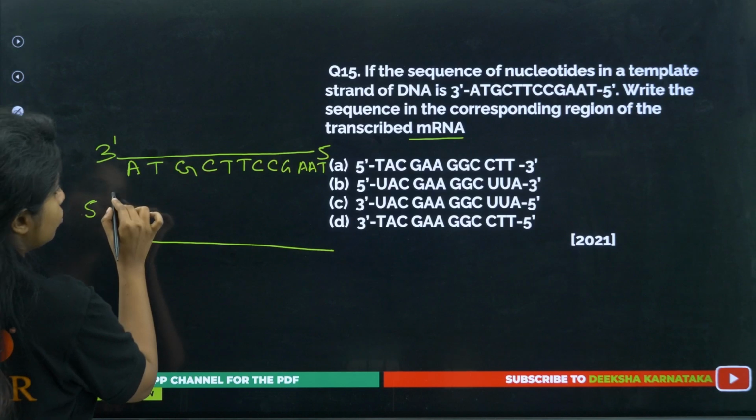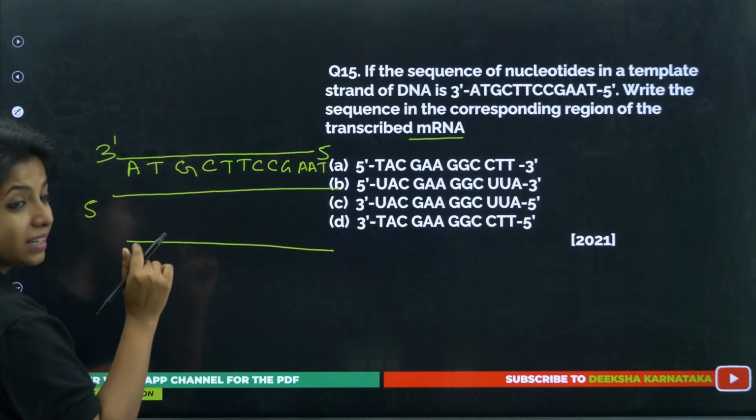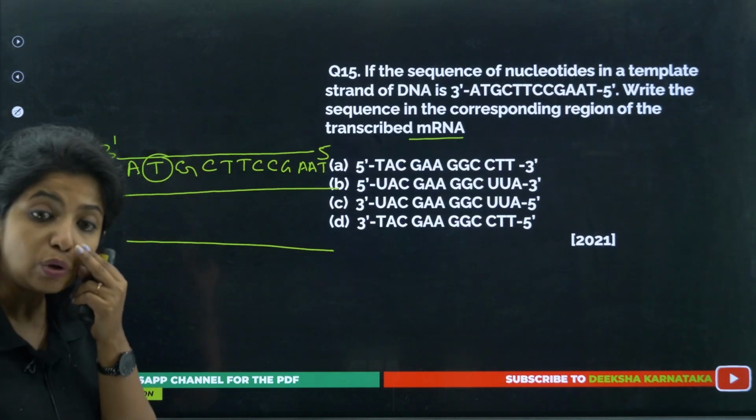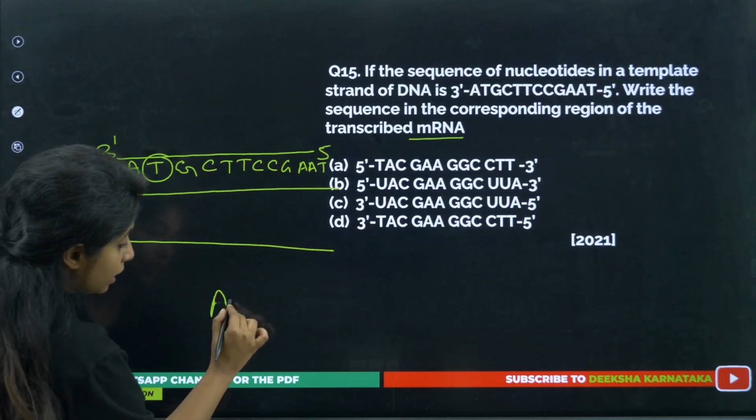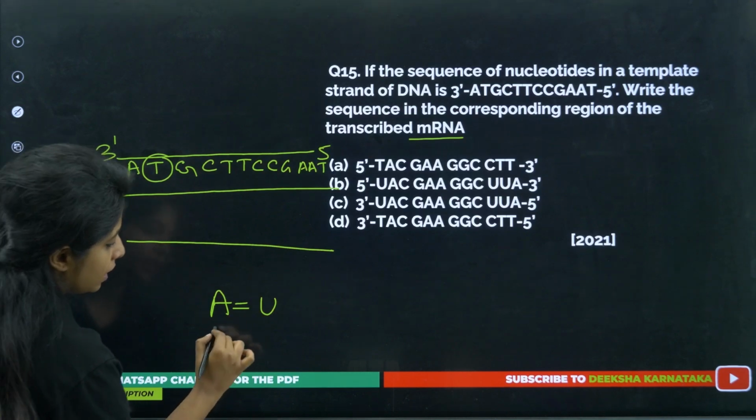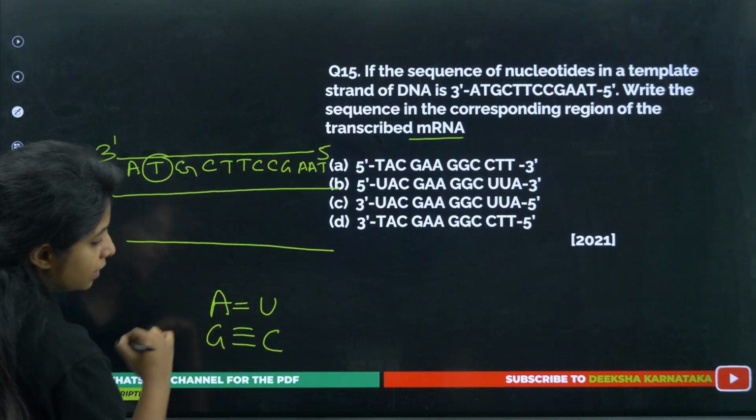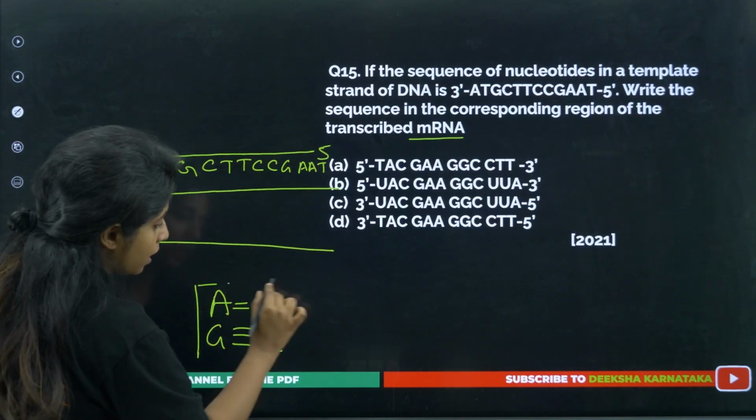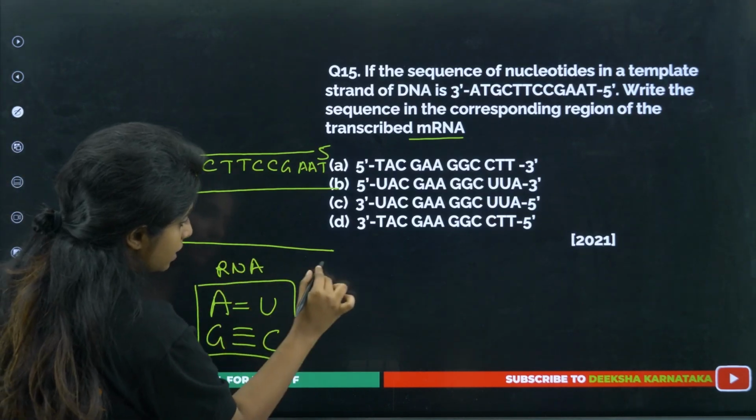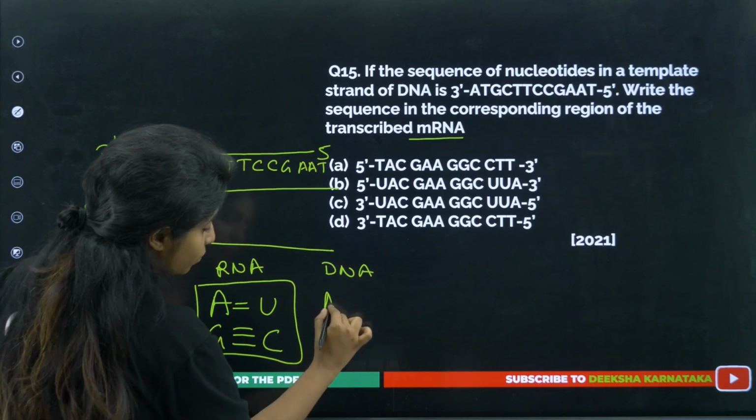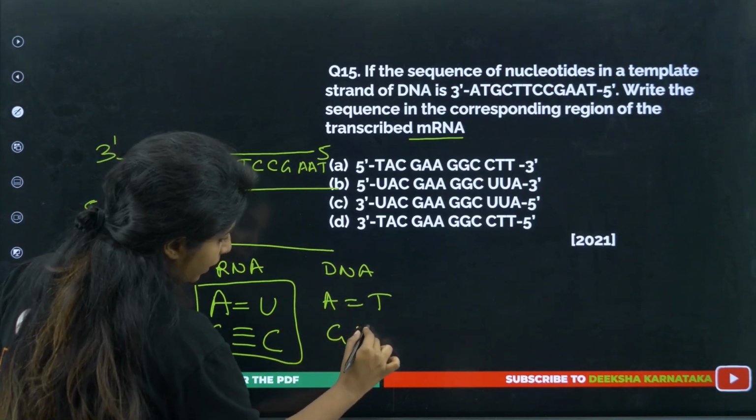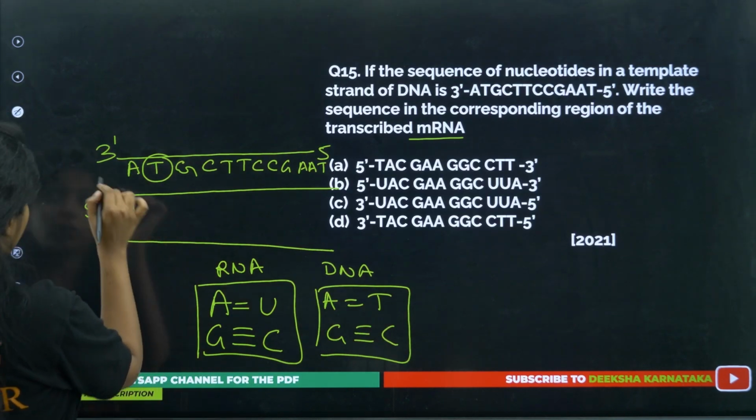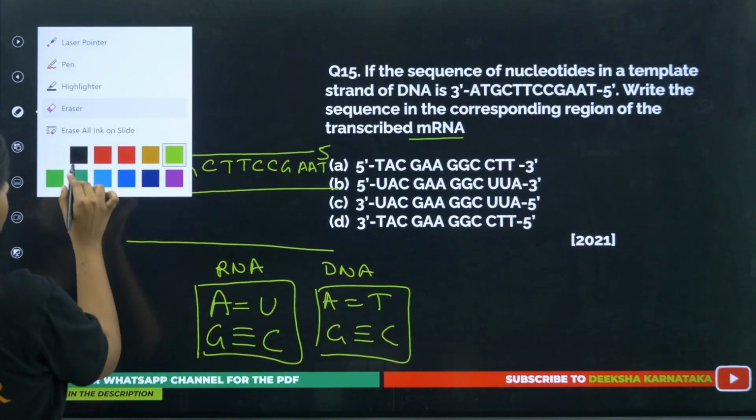So 5' to 3'. It is an RNA. In DNA you had thymine. In RNA you have uracil. So A will be binding with uracil and G will be binding with cytosine. Guanine will be binding with cytosine, adenine will be binding with uracil in the case of RNA. In the case of DNA, A was binding with T and G was binding with C. So over here, sorry, again I have written it wrong. So A will be binding with what, children?